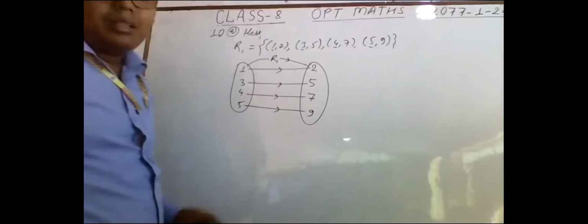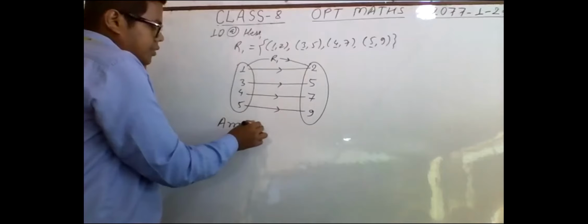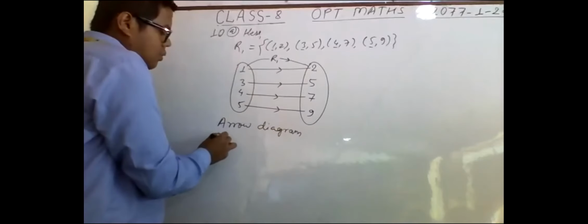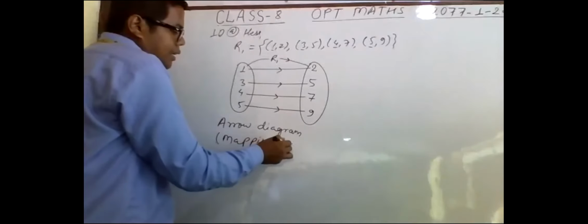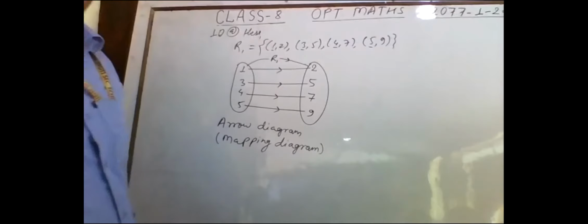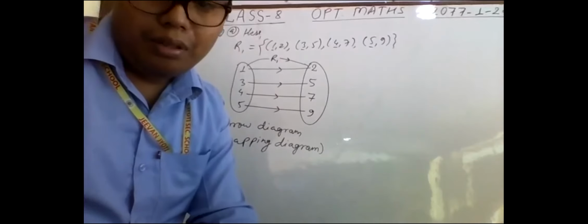Like this, R1 first relation. This is called the arrow diagram. It is also called mapping diagram. You can say mapping diagram. So this is 10A number.